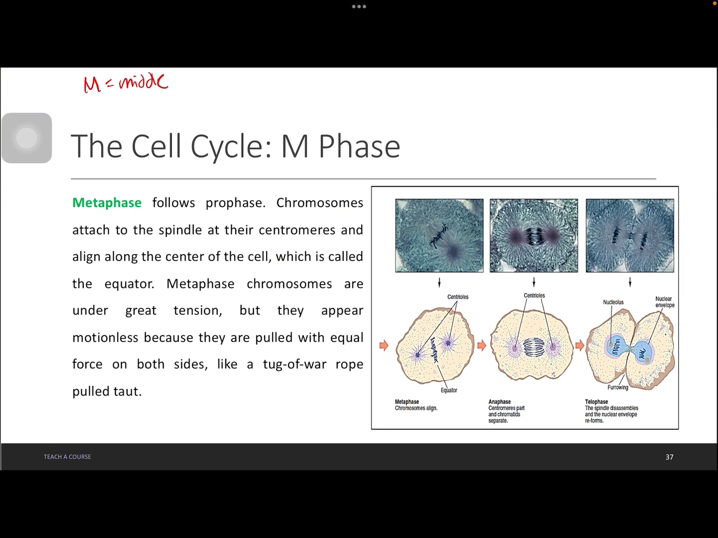Ayan. During the metaphase, ang mangyayari po ngayon dyan is that, pupunta po ngayon sa gitna yung 46 na chromosome with 92 chromatids. 46, 92. Pupunta ngayon sa gitna, middle.